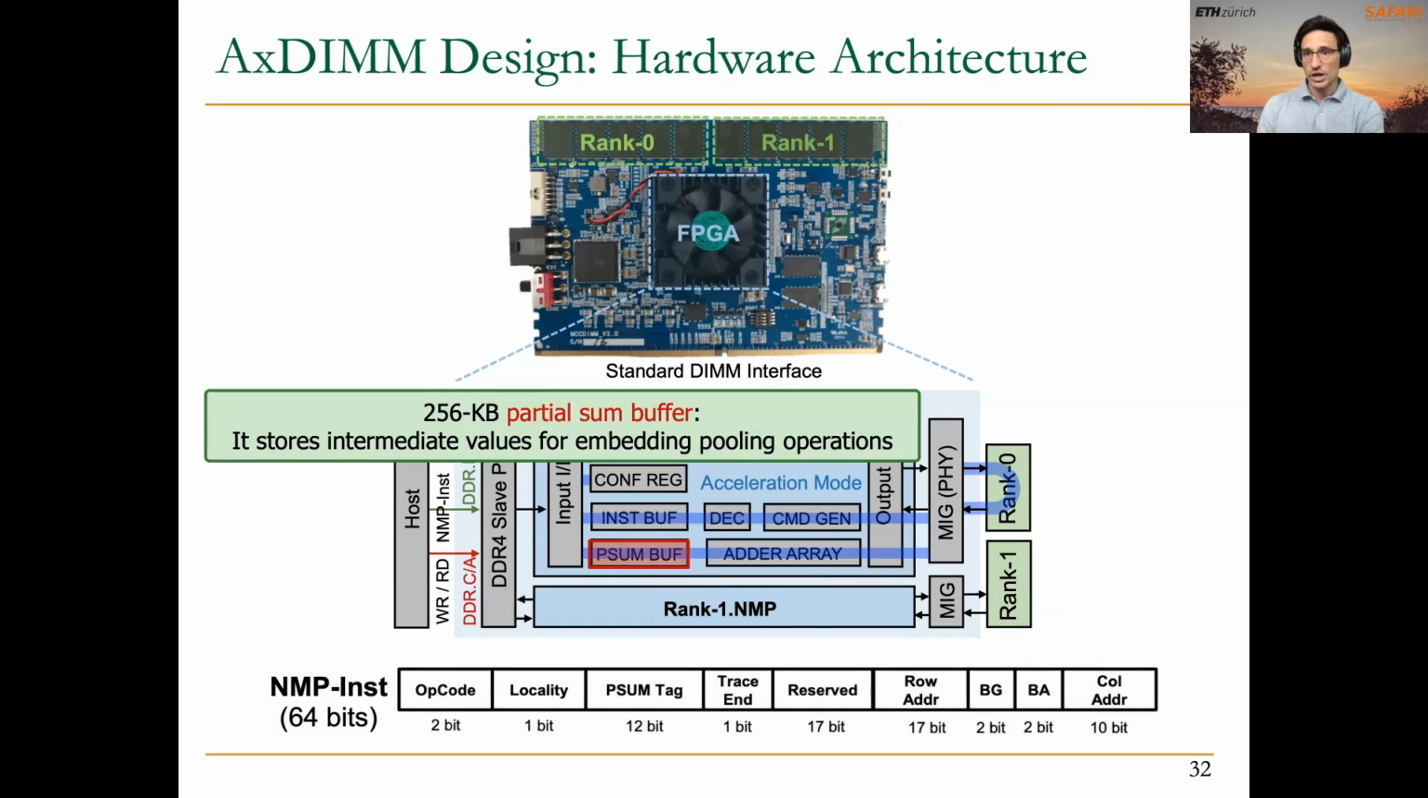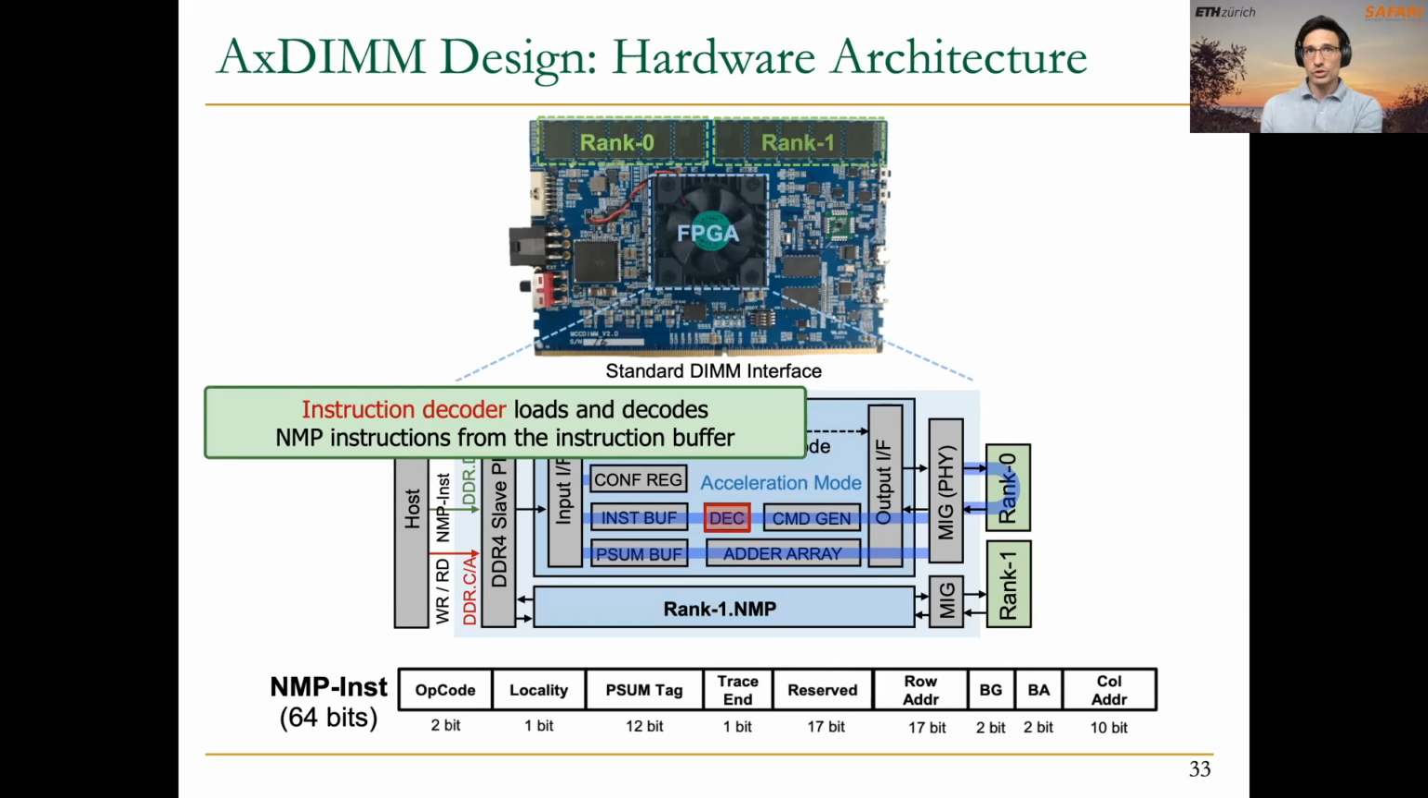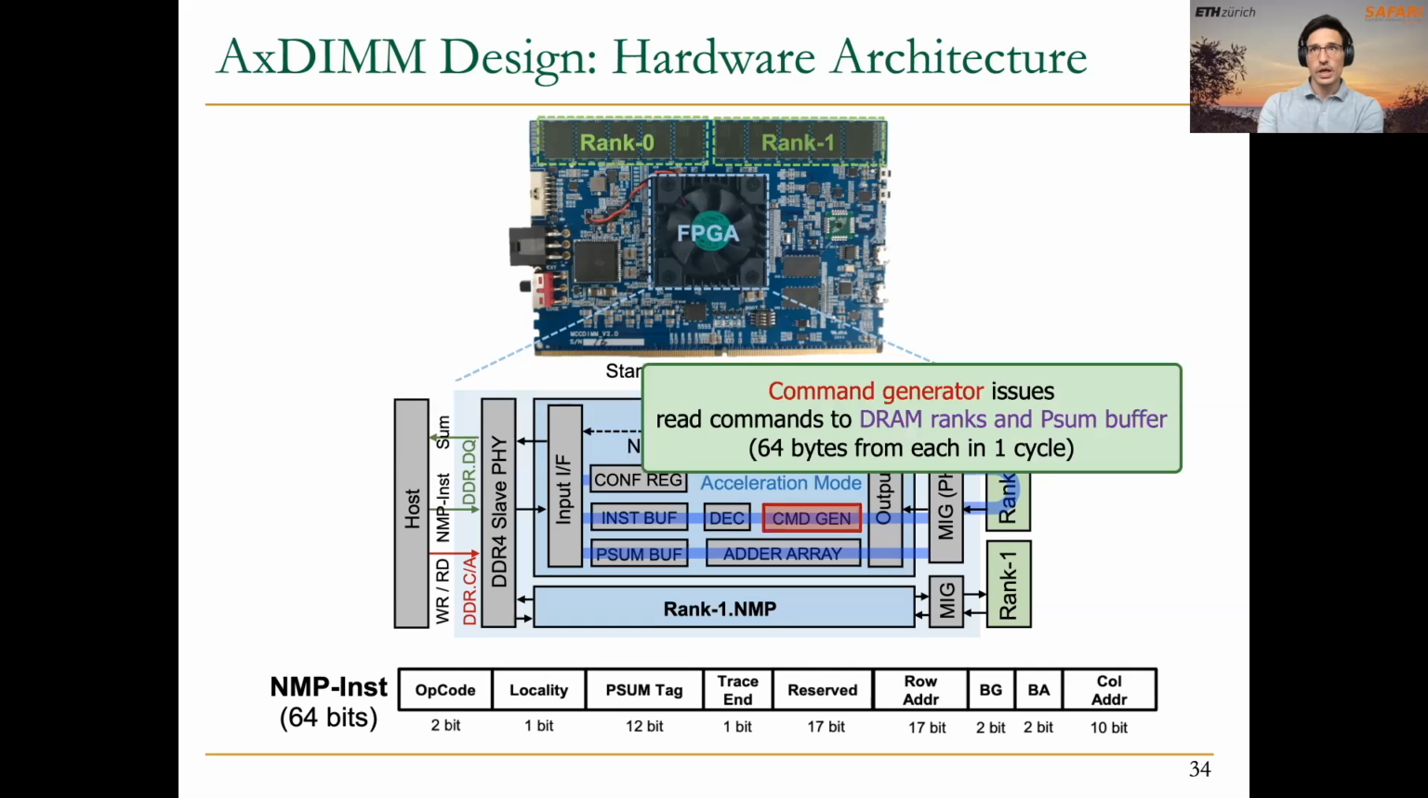This is the partial sum buffer that I mentioned before, of size 256 kilobytes as well, and it stores intermediate values for embedding pooling operations. And here we have also an instruction decoder to load and decode the NMP instructions that are fetched from the instruction buffer, and the command generator to issue read commands to the DRAM ranks and to the PSAM buffer before performing the additions in the adder array that you see at the bottom of this command generator.